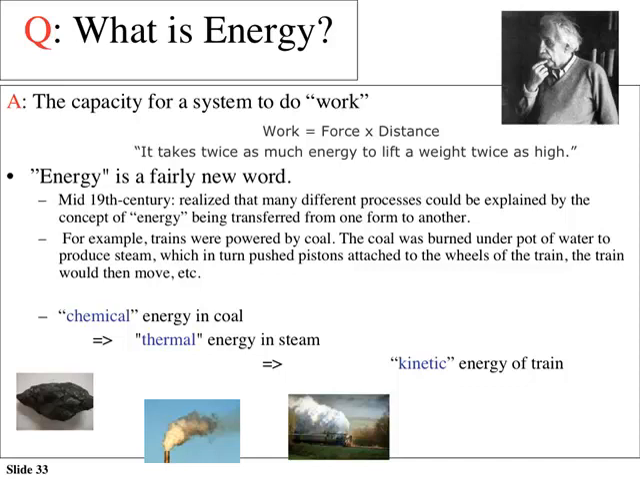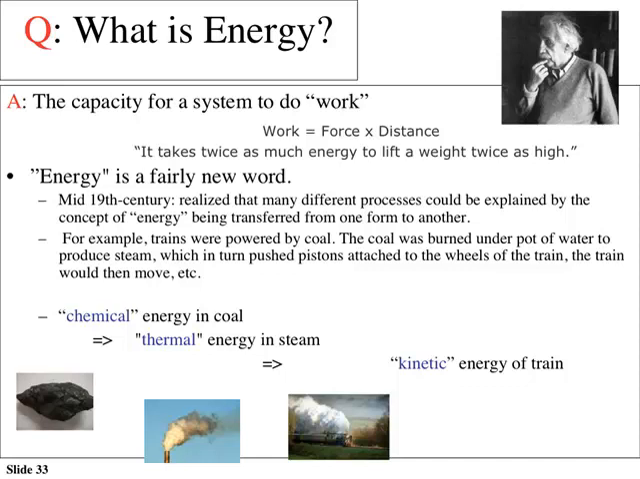Energy itself is actually a fairly new word. It's a 19th century word. And now we have this understanding that there are lots of different things that have energy. Coal has energy locked in it, and we can get energy out of the coal if we burn it. But also, there's energy in flowing water, and we can get energy out of the flowing water. If we put a paddle in it, we can make it do work.